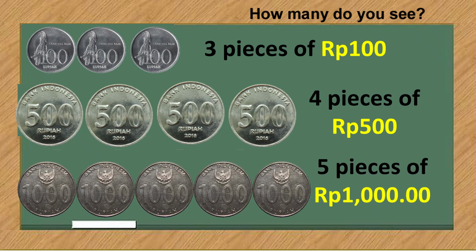There are 5 pieces of 1,000 rupiah. When you put them together, 1, 2, 3, 4, 5, then add the 3 zeros, it's 5,000 rupiah.